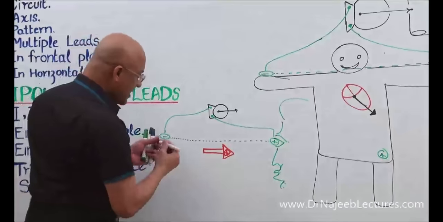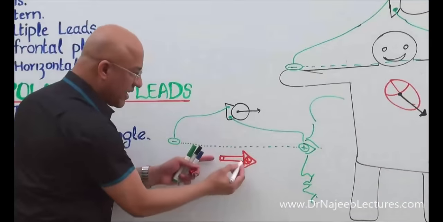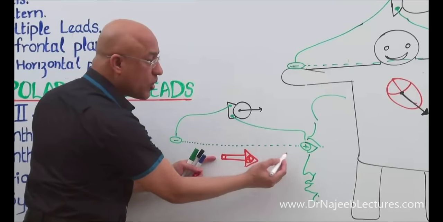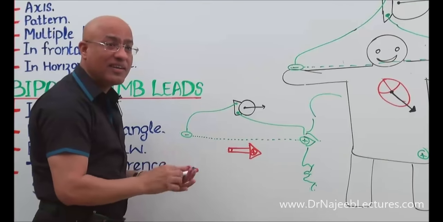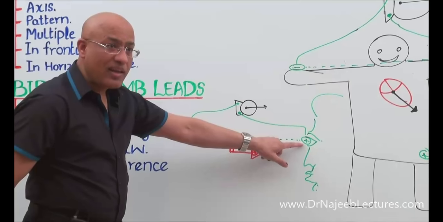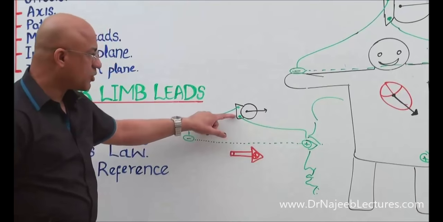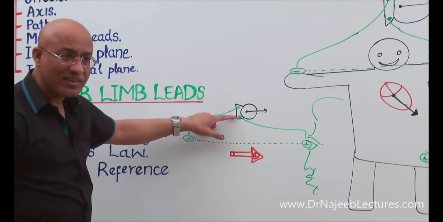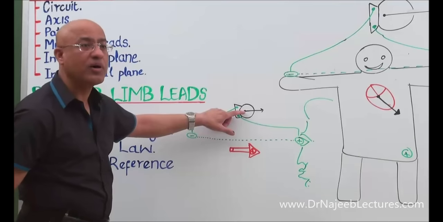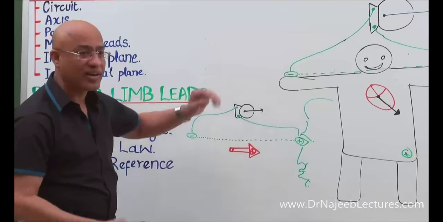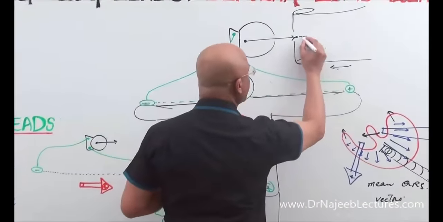Now imagine this vector is moving towards the positive electrode, or approaching the positive electrode. What will happen? Of course, the positive electrode will take the potential from here to the electrocardiographic machine. The rule is that when positive charges move to the positive electrode, the deflection is positive. The deflection of the needle is upward. If there is no electrical activity here, then there will be a straight line.